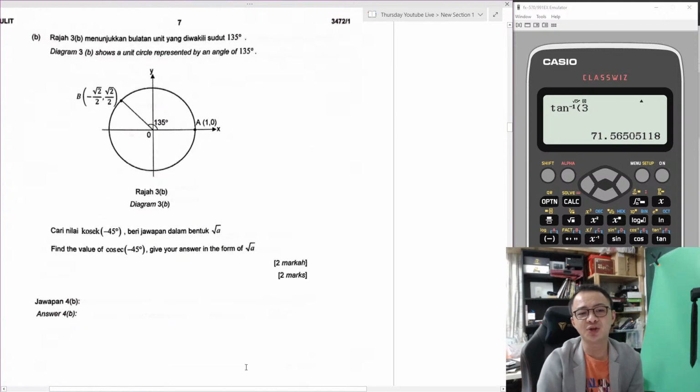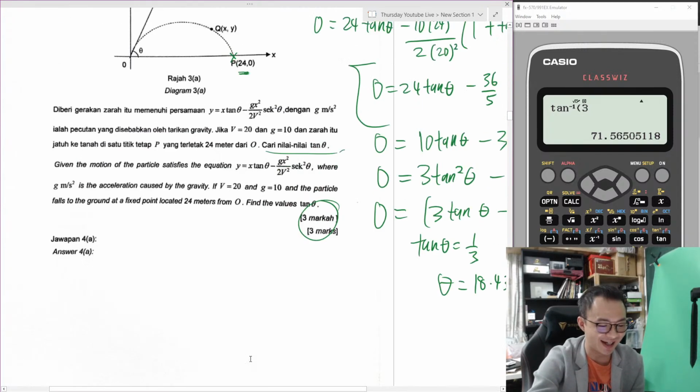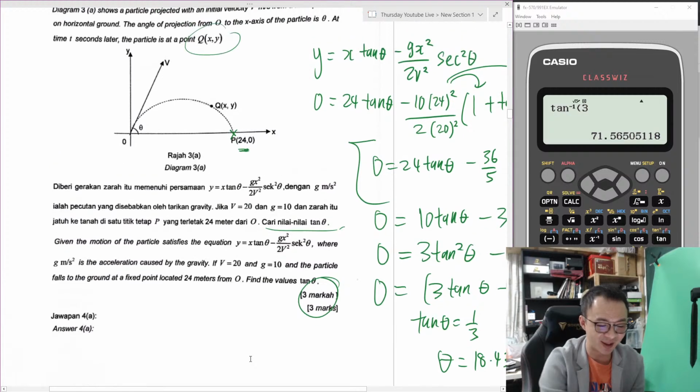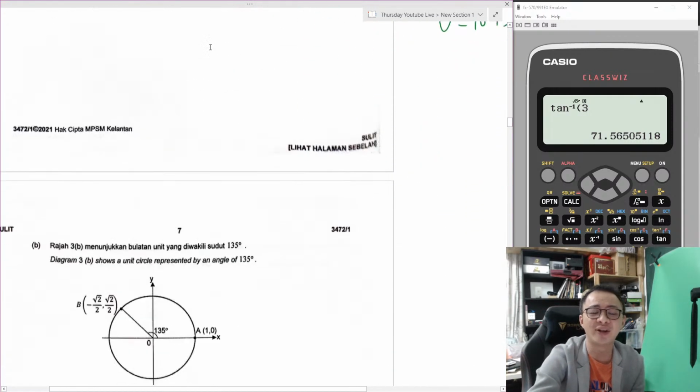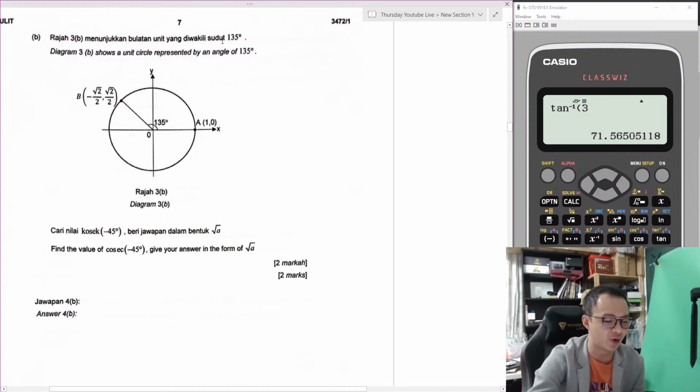Can we just assume tangent as x? Yeah, you can use tangent as x if the question doesn't have x. But this question has x already. So if you want to, you just let tangent x become m, or tangent theta become m or k. Don't use back the letters you can find in the exam questions.